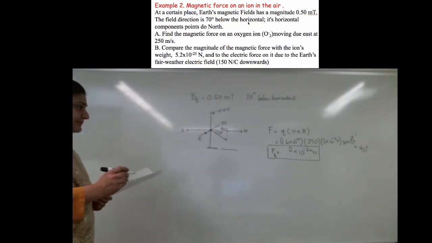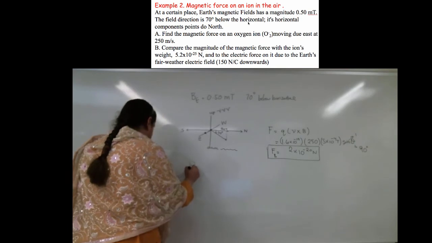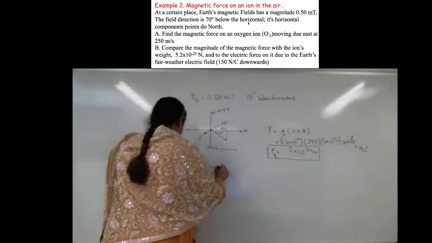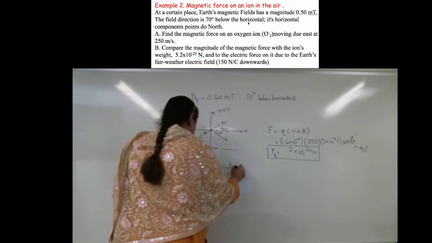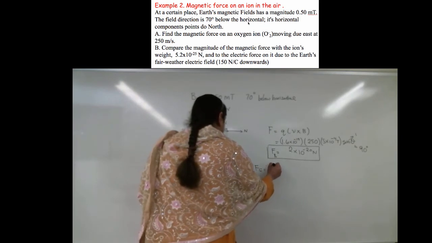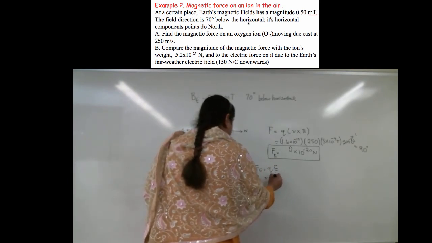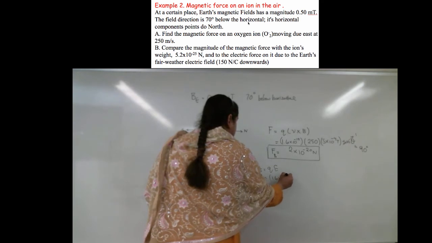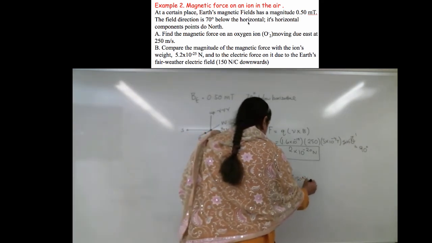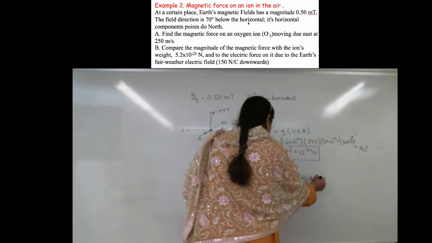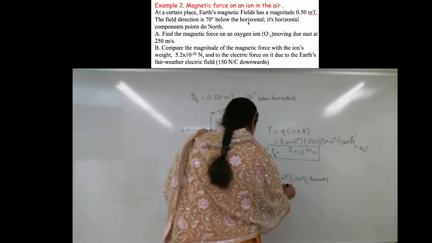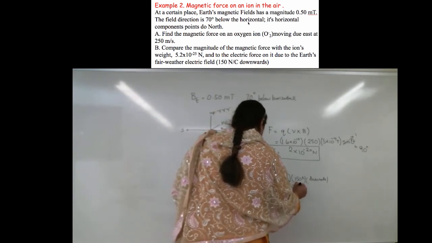Now part B. In part B, we have to find the electrical force. We know electrical force is given by QE. Q again is 1.6 times 10 to the minus 19, and E is 150 newtons per coulomb downwards. I calculate that and I get 2.4 times 10 to the minus 17 newtons.